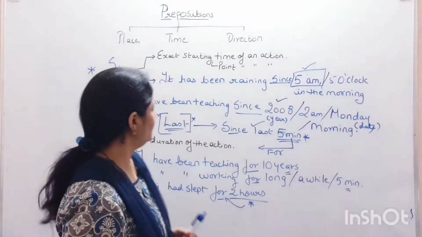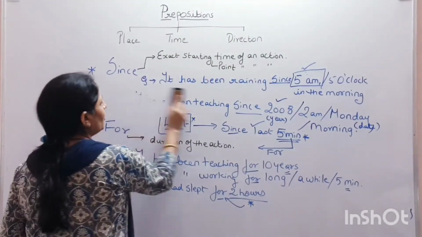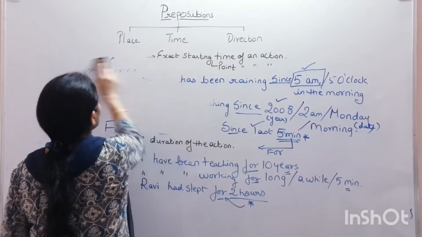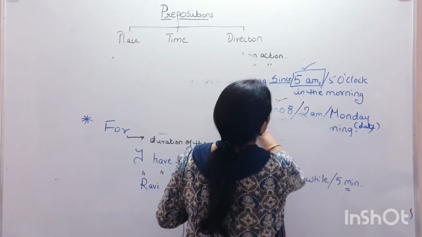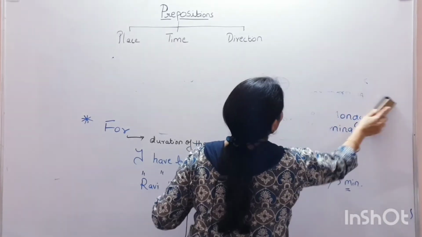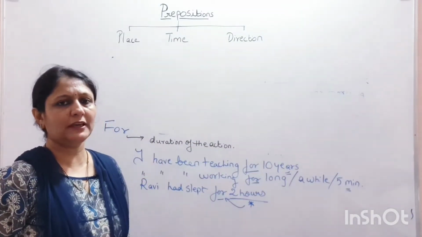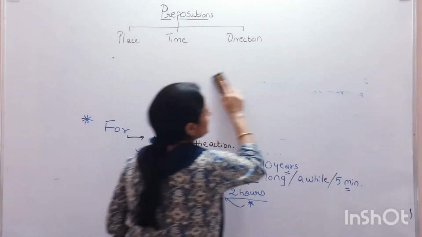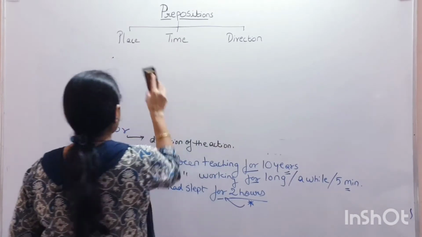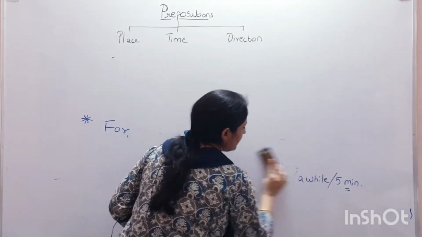Now let's move to another usage of for. Since we are studying about for, let me tell you another usage of for which is not in respect to since and for. Since और for जो हमने अभी देखा, that was with respect to time. Now we will see another usage of for, which is not time.